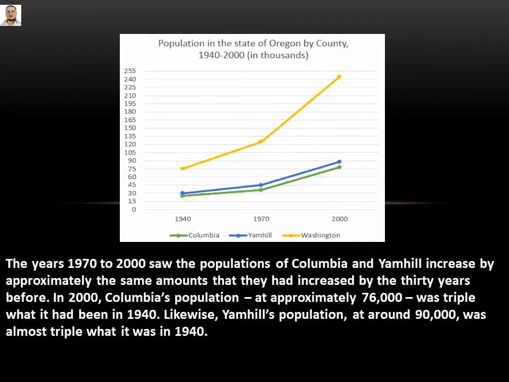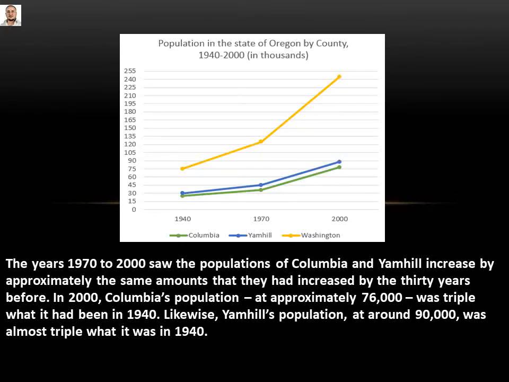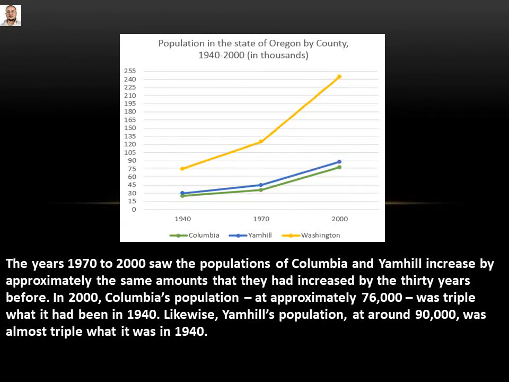Okay, let's go on. The years 1970 to 2000 saw the populations of Columbia and Yamhill increase by approximately, again as I told you, the same amounts that they had increased by in the 30 years before. In 2000, Columbia's population at approximately 76,000 was triple what it had been in 1940. Likewise, I'm using here "likewise" instead of any other word. Why? Because it gives a very high band word score. It increases your points, this word. Why? Because it means that that thing is alike with it. And instead of saying "alike" is a very low band word.